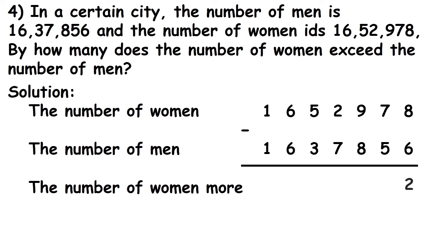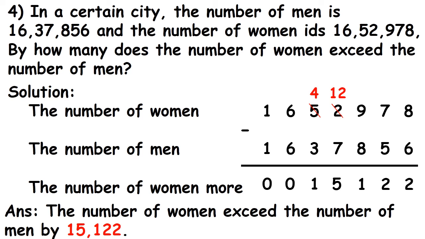8 minus 6 is 2. 7 minus 5 is again 2. 9 minus 8 will give us 1. 2 minus 7 is not possible, so we have to borrow from the next digit, that is 5. So 5 becomes 4 and 2 becomes 12. 12 minus 7 is 5. 4 minus 3 is 1. 6 minus 6 is 0 and again 1 minus 1 is also 0. So the number by which women exceed men is 15,122. Students, let us solve one last example.